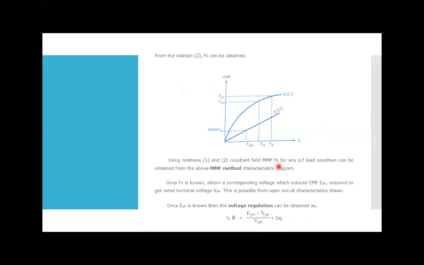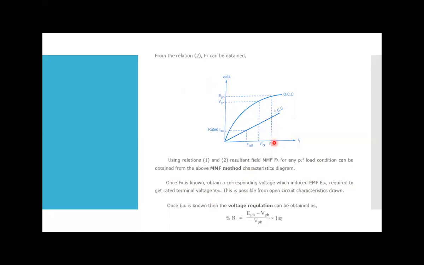we can find the FR for any power factor or for any load condition by using the MMF method characteristic. Okay. And once you are aware of the FR, you can easily find the induced EMF EPH, which is required for the rated terminal voltage VPH. So you have the EPH, you have the VPH from this FR.